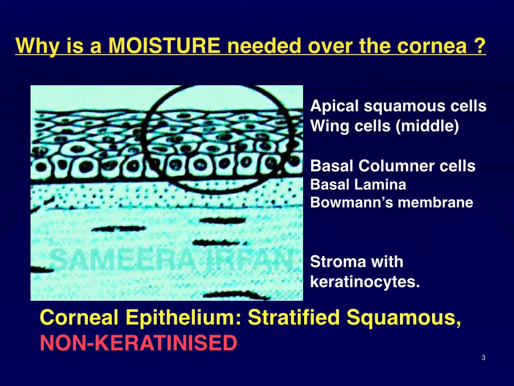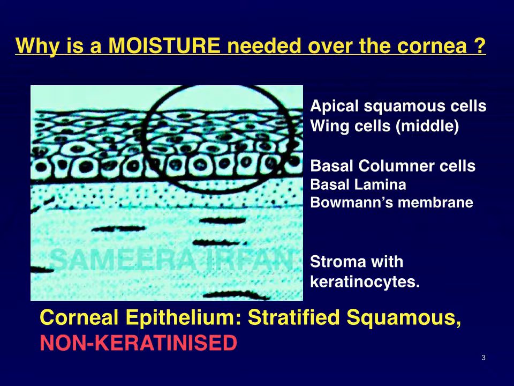So the next important question is, why is moisture needed over the cornea? An eye has a total refractive power of 60 to 64 diopters, out of which two-thirds, that is 40 to 44 diopters, is provided by the cornea, while the remaining one-third, that is up to 20 diopters, is provided by the crystalline lens of the eye.